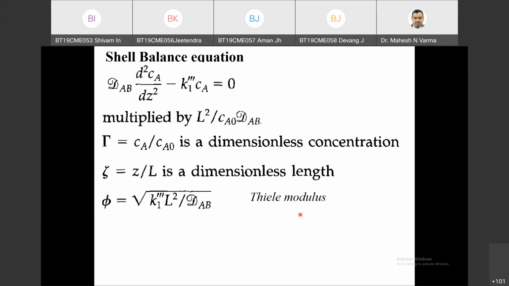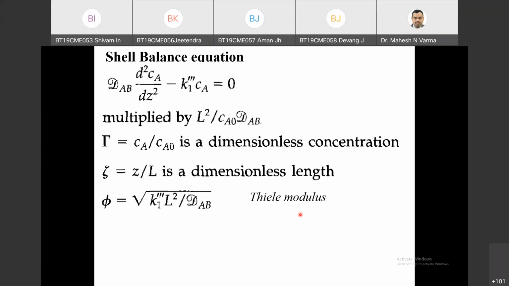You might have solved a problem discussing heat transfer through fins, which was given to you as homework. In heat transfer through fins, exactly similar manipulation is done. That term is also called the Thiele modulus.